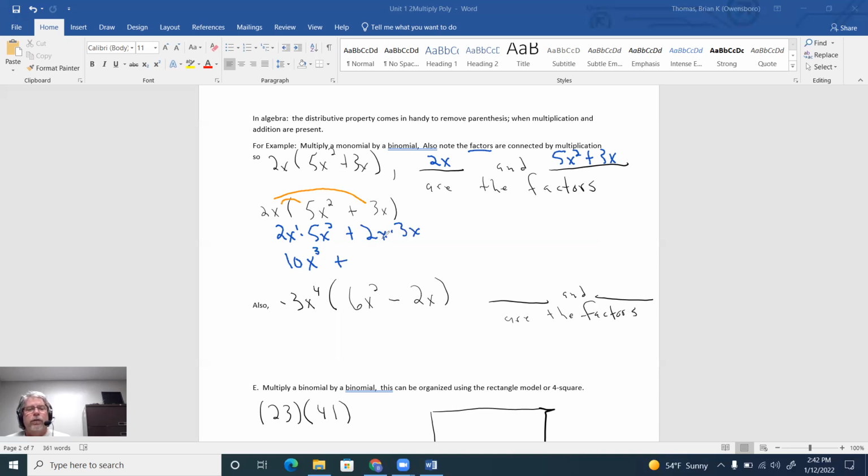So again, since this is a monomial times a monomial, we're allowed to rearrange things to go together. The 2 times the 3 would give me my 6. And x times x, the simplest way to write that is simply x to the power 2. So we have our answer there.